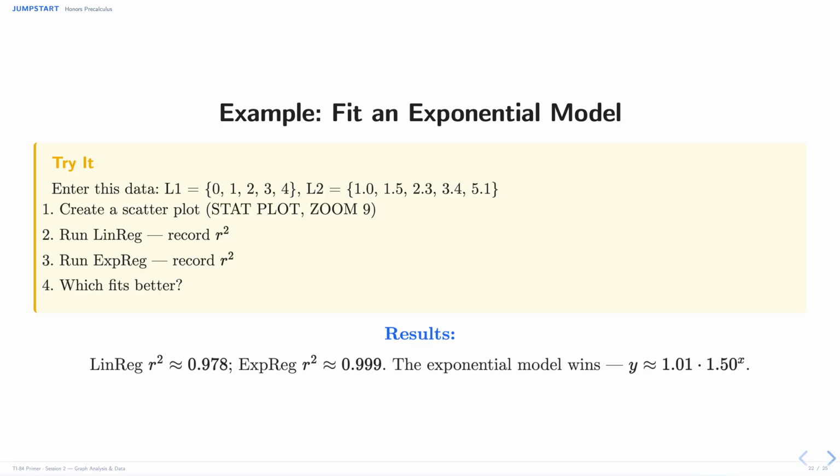Let's fit an exponential model to some data. Enter the following data. In L1, input the values 0, 1, 2, 3, and 4, and in L2, input the corresponding heights 1.0, 1.5, 2.3, 3.4, and 5.1. After creating a scatter plot, run both linear regression and exponential regression, recording the r-squared values for each. You'll find that the exponential model fits better with an r-squared value close to 1.